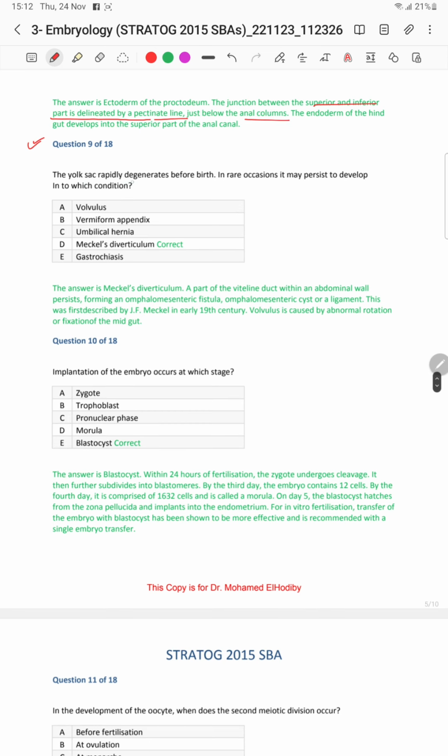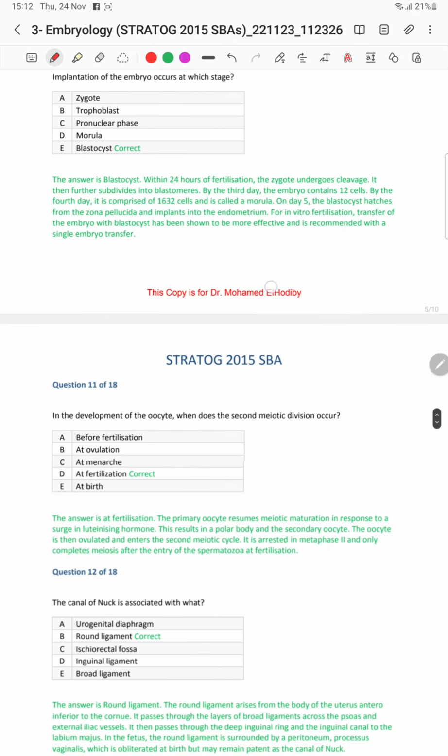Question number 9. The yolk sac rapidly degenerates before birth. On rare occasions, it may persist to develop into which condition? It is Meckel's diverticulum, a part of the vitelline duct. Meckel's diverticulum is a part of the vitelline duct within the abdominal wall that persists, forming an omphalomesenteric fistula, omphalomesenteric cyst, or ligament. This was first described by J.F. Meckel in the early 19th century, and volvulus is caused by abnormal rotation or fixation of the midgut.